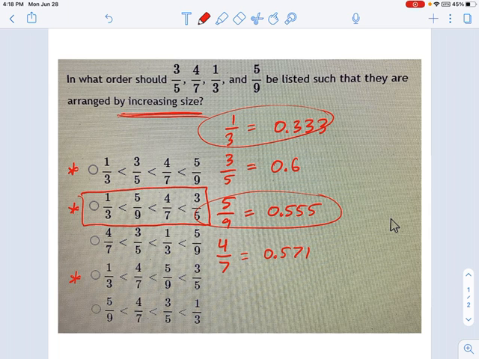I'd say the trickier part of this problem is making sure you read what it's asking for. We want increasing size. Sometimes it'll say decreasing, and sometimes these inequality signs in here are greater than instead of less than. So just mind the details.